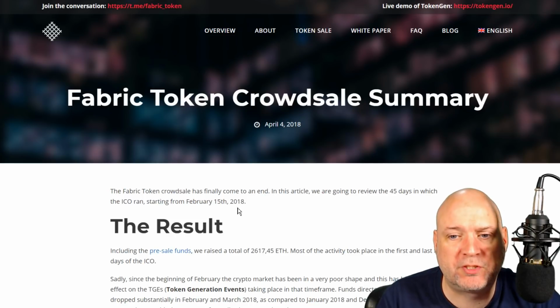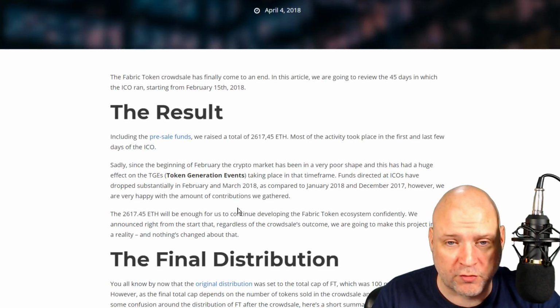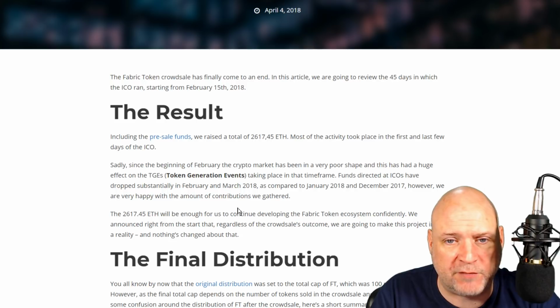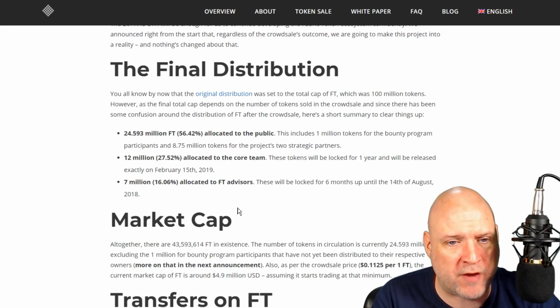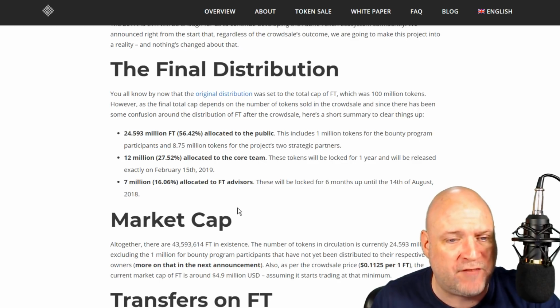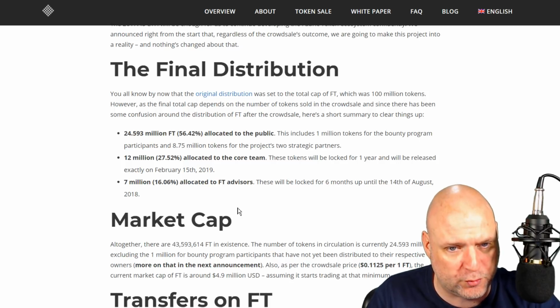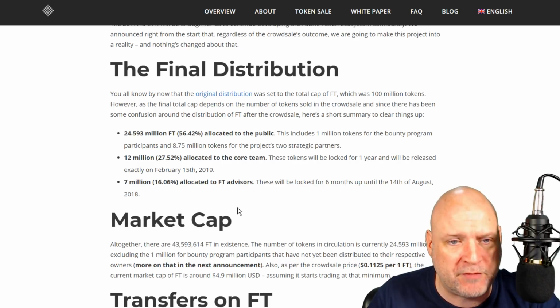So the token sale was successfully conducted back in February, but they didn't meet the hard cap, so they've burned some tokens. They did raise 2,617 Ethereum, and that was mostly raised in the first few days while hype was quite high about it. And now the circulating supply is 24.593 million Fabric tokens. That's 56.42% of the total supply. That includes the 1 million tokens for the bounty campaign and 8.75 million tokens for the project's 2 strategic partners as well.